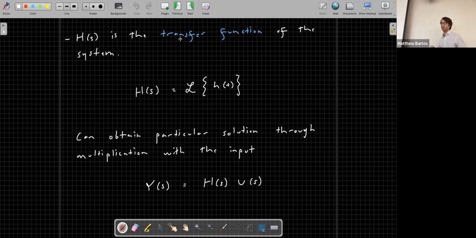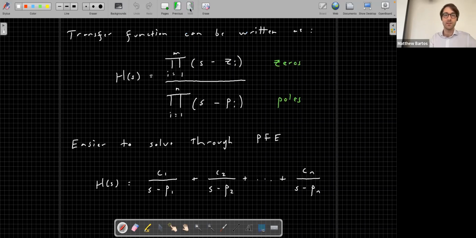We're going to be using transfer functions for a while coming up, but you could think of it as the impulse response in the frequency domain. Or in other words, it's what you get if you take the Laplace transform of the impulse response. And as I showed on the last slide, you can obtain the particular solution to any LTI system just by multiplying that transfer function with our input. We'll go through some examples of that today.